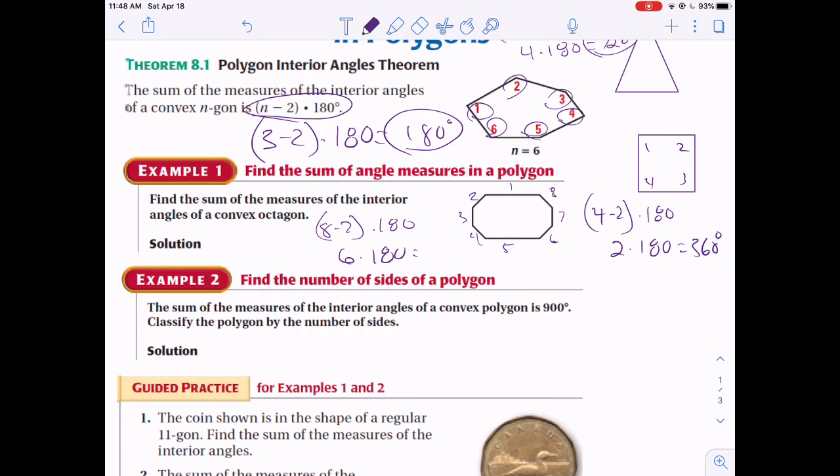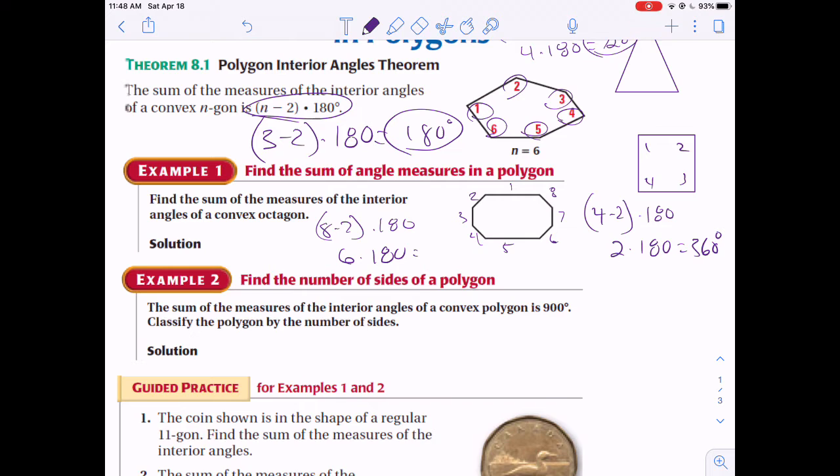So example 2 says, I'm going to read it to you, and then I'm just going to make up some other examples as well. It says the sum of the measures of the interior angles of a convex polygon is 900 degrees. Classify the polygon by the number of sides. And that's what we'll do once we figure out the number of sides it has. But let's do an easy one first. Let's do a triangle first.